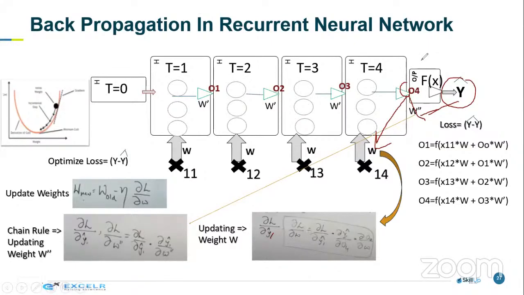I will try to use a different marker to help you understand. Okay, this y hat depends on what? Sorry, this y hat depends on the output. This output is dependent on this kind of weight, and this weight is also dependent on this one. So this is how things will be happening.